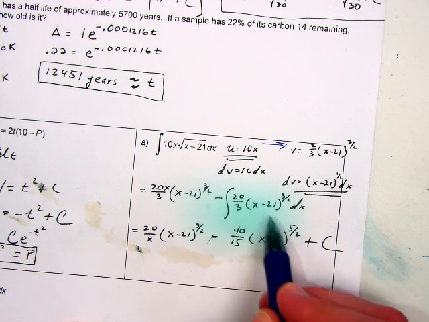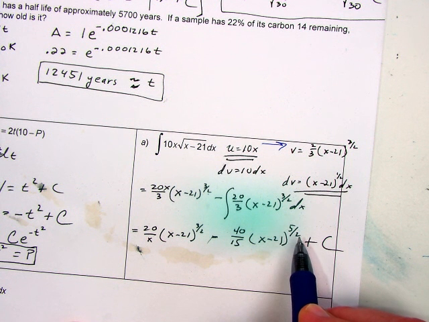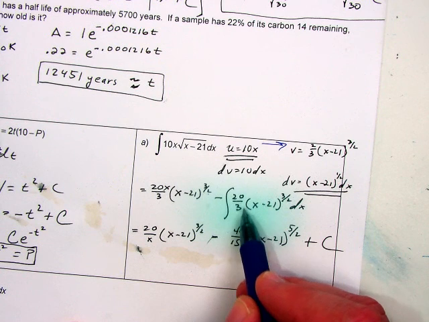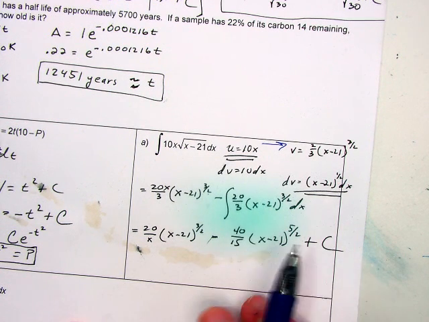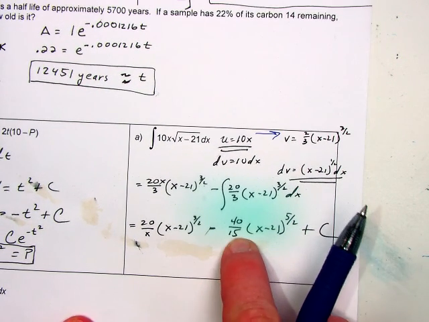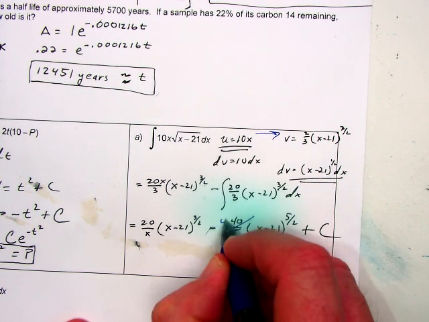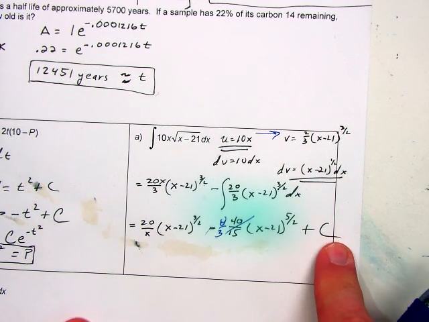So when I integrate this, it becomes x to the 5/2, and I get 2/5, so 2 times this is 20, or it's 40/15. So I guess I could simplify this to be 8/3. So I guess that would be 8/3, and make sure you have your plus C.